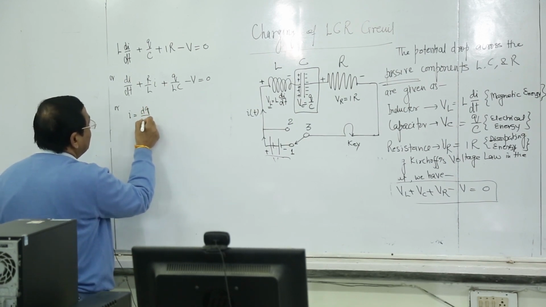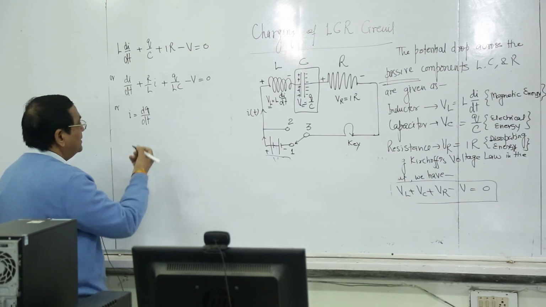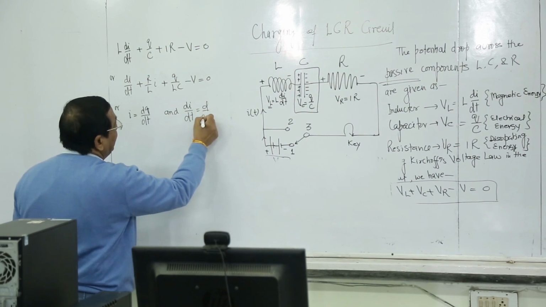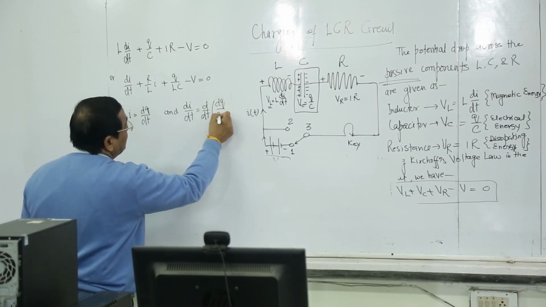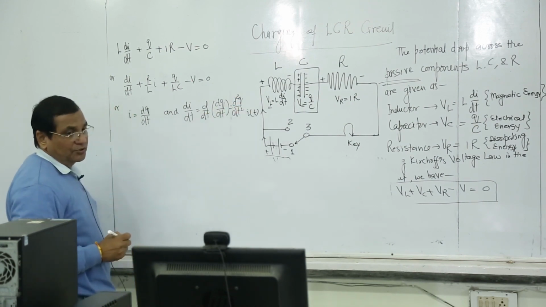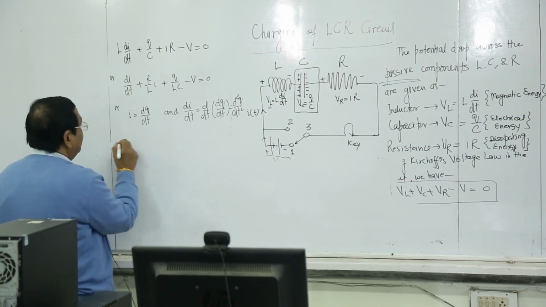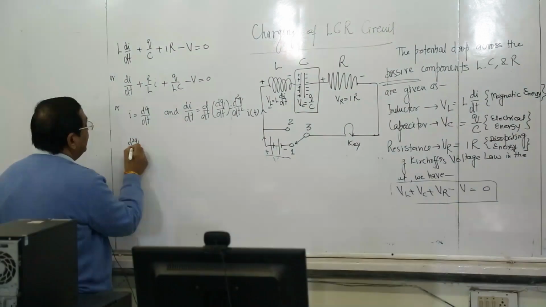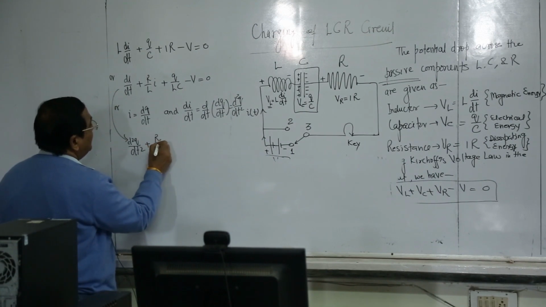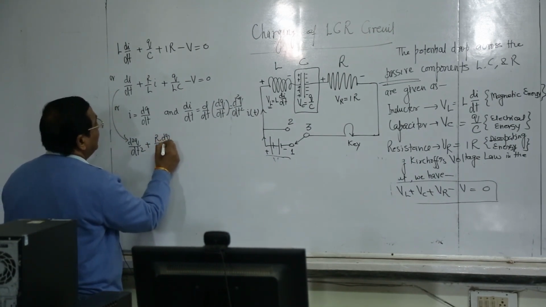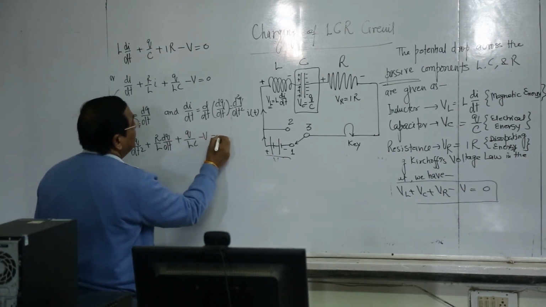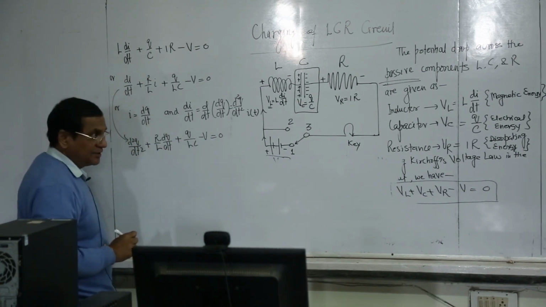We know I is equal to dq by dt, and di by dt is d by dt into dq by dt, so this is d2q upon dt square. So what we have is d2q upon dt square plus R by L dq by dt plus q by LC minus V is equal to 0.